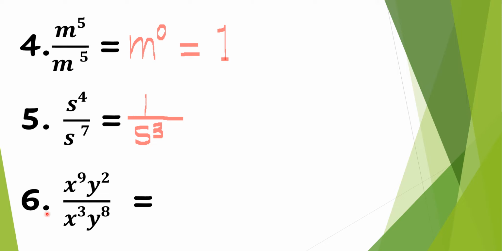Okay, next, number 6, example. x raised to 9, y raised to 2 divided by x raised to 3, y raised to 8. Okay, so, the same pa rin. Ang isimplify natin yung may parehong base. 9 and then 3, then y. So, first is x, and then 9 minus 3 is 6. And then next, y square divided by y raised to 8.